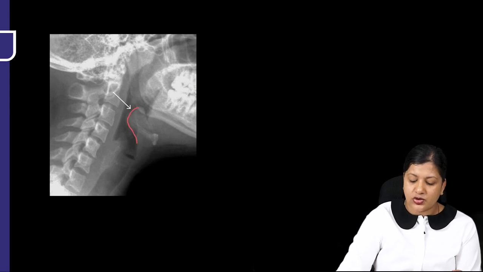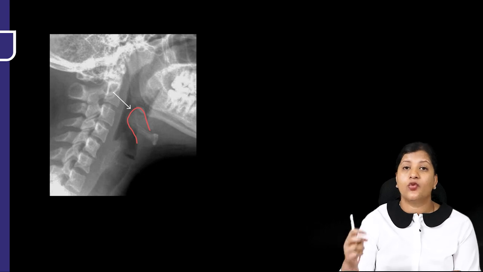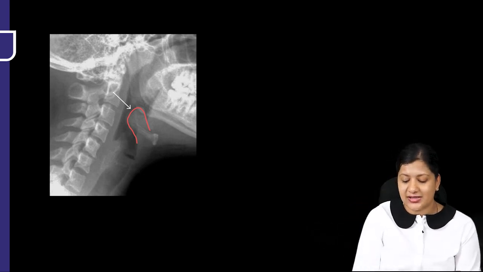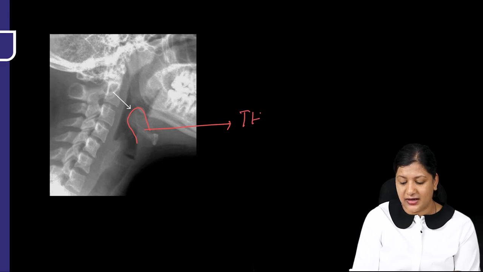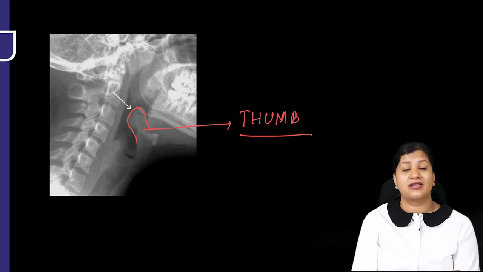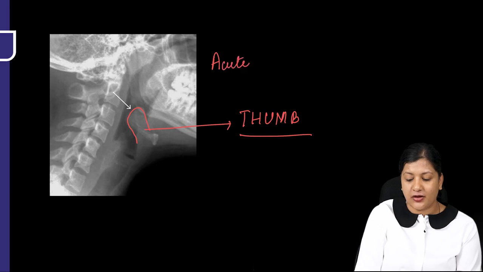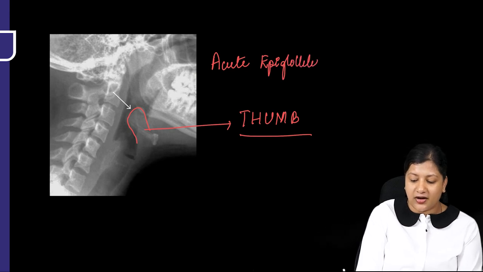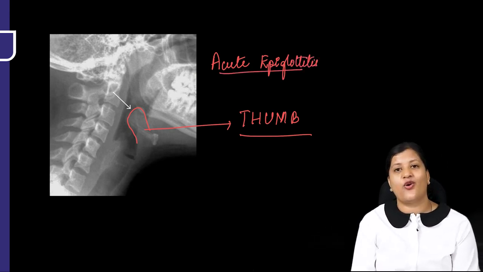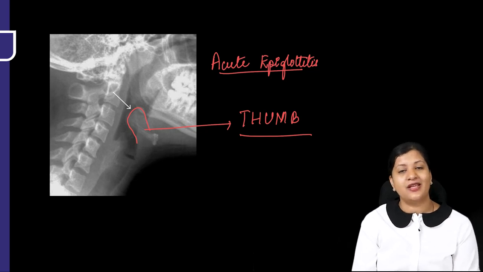You can see there is swelling of the epiglottis. It is swollen and it looks like the thumb. So this sign we call as thumb sign. And where do we get this thumb sign? I'm sure all of you know this because it's a repeat, common PYQ. This thumb sign is a feature of acute epiglottitis. So in acute epiglottitis, you get this sign which is called your thumb sign. So thumb sign is a feature of acute epiglottitis.